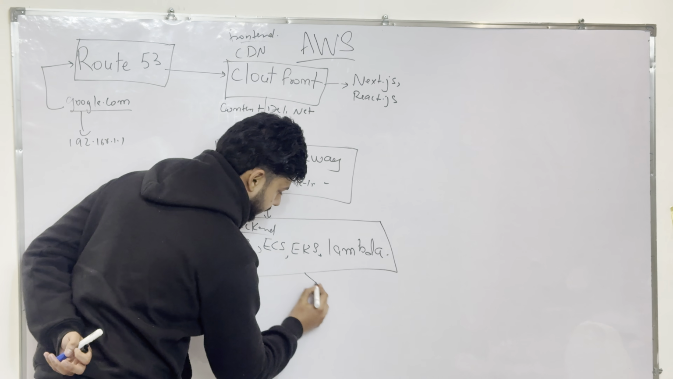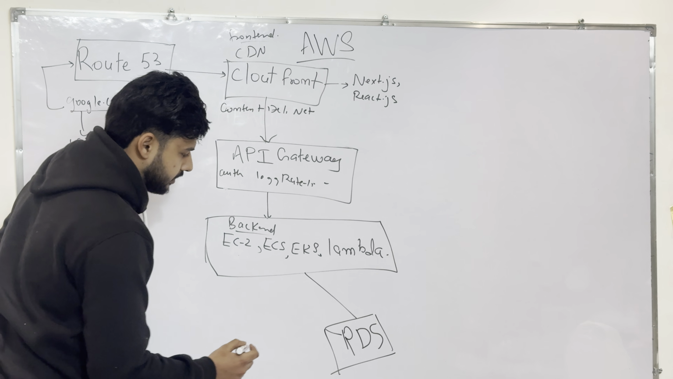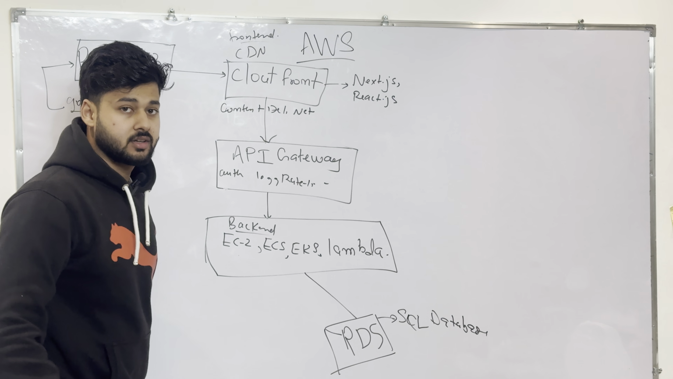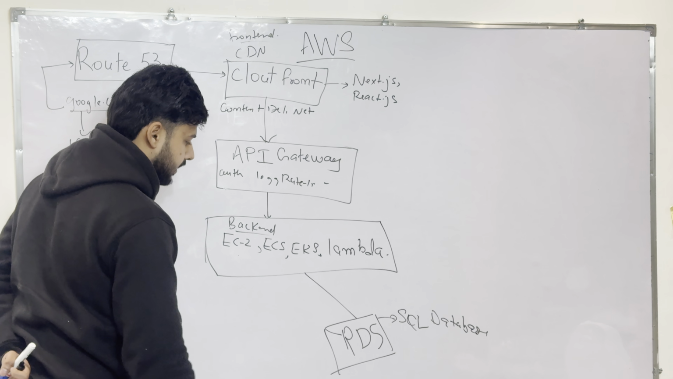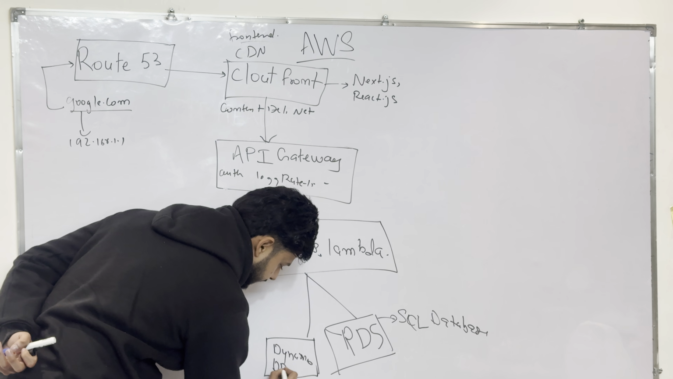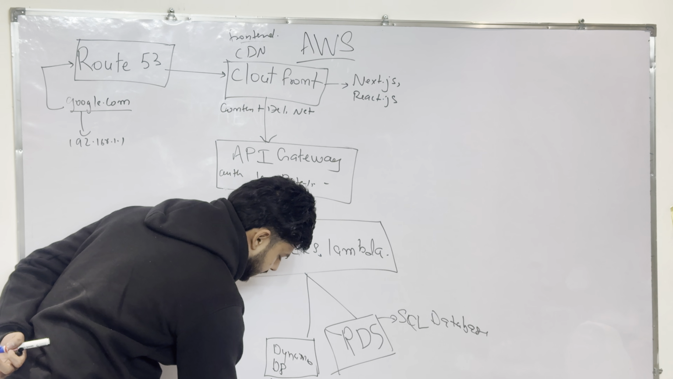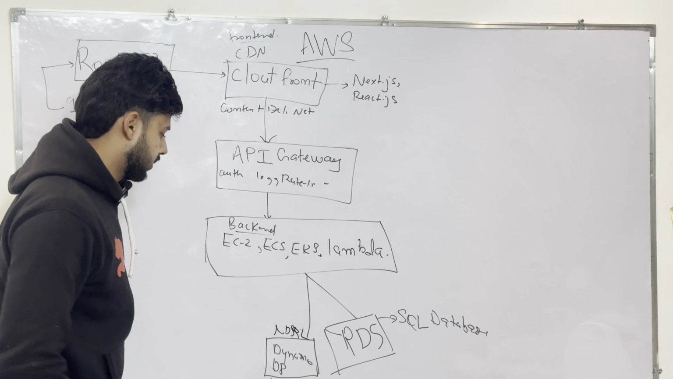For database, we have RDS. Now this is your SQL database. What does RDS stand for? It means Relational Database Service. This is also from AWS. Then you will have a second option, DynamoDB. This is your NoSQL database, key value pair, and we can scale it very well.